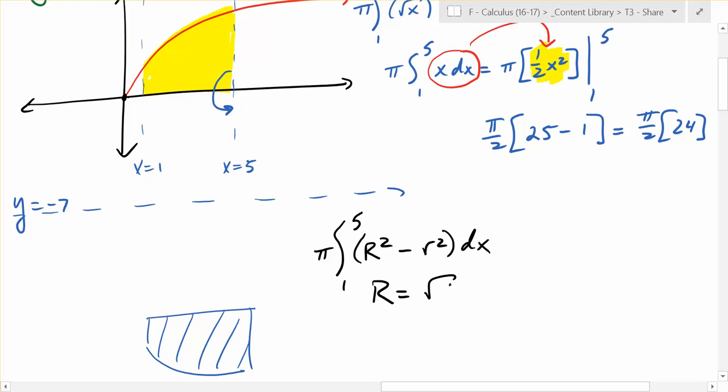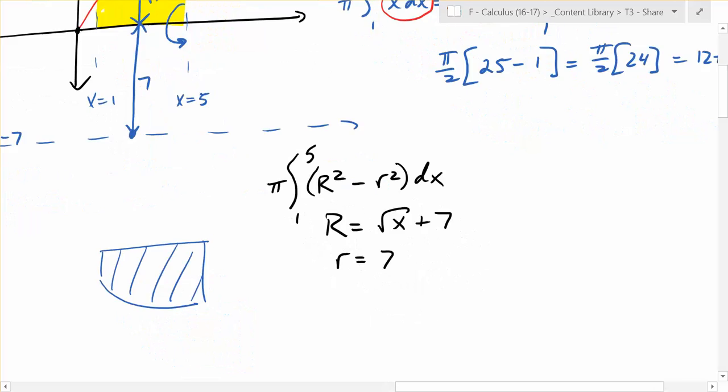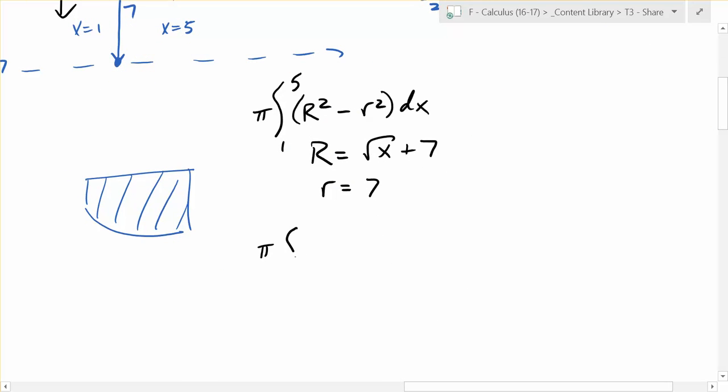What's the big radius in this case? The square root of x, plus what? Plus 7, right? Exactly, because the big radius goes from here all the way to there. This distance right there is the square root of x, right? But what's this distance? 7. So what's the whole distance? The square root of x plus 7. What's little r the entire time? 7. So when you do this out, you end up with pi 1 to 5 of what?